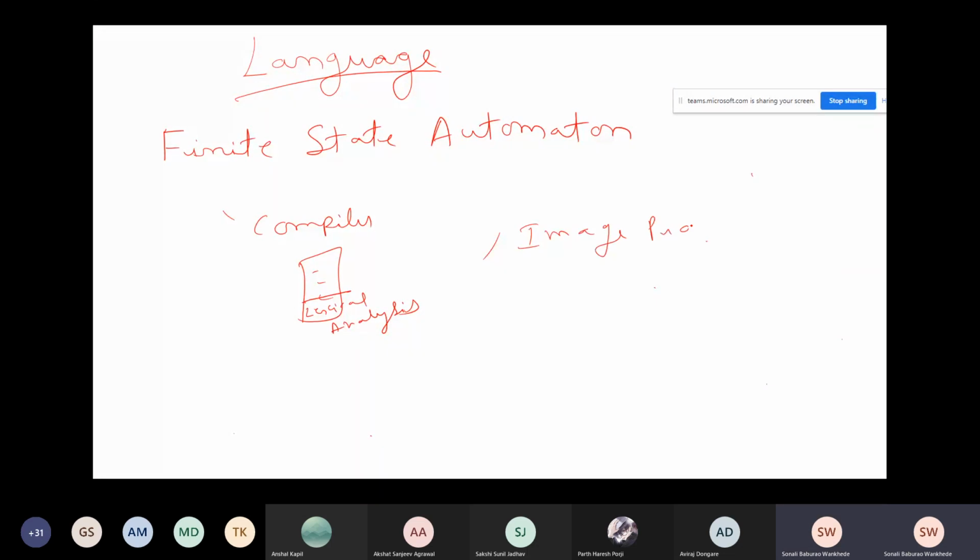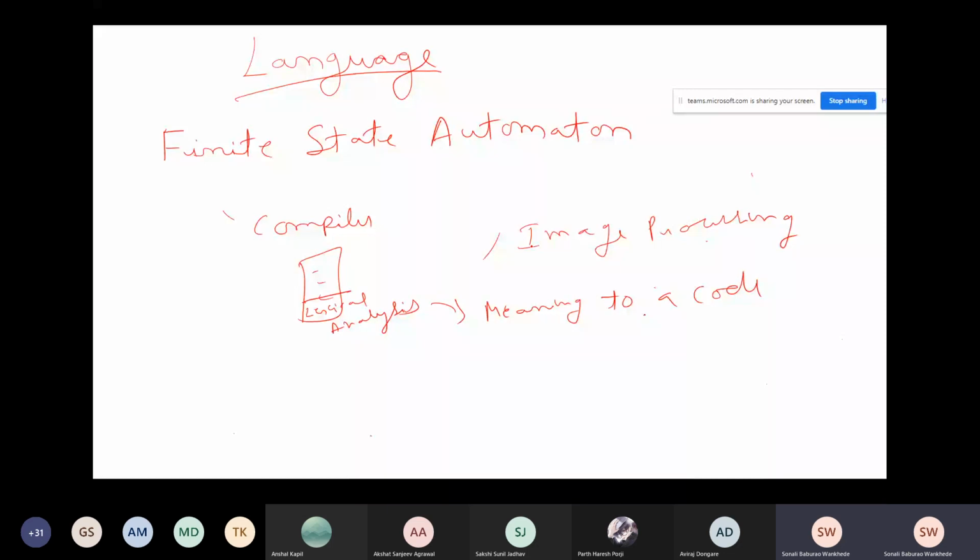Now what's the meaning of this lexical analysis? As I told you, it gives meaning to a code. So this finite state automaton is used in lexical analysis of compiler, and the meaning of that is it actually gives a meaning to a particular code, how that is going to run, in what way it's going to run. It will train a particular compiler. So this FSA, finite state automaton, is used in that.